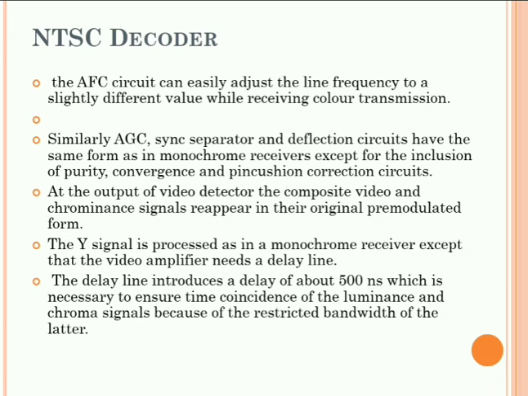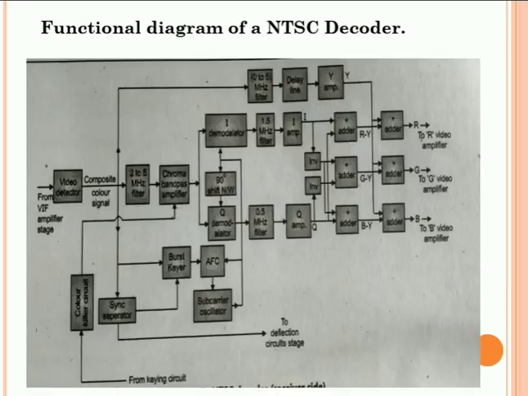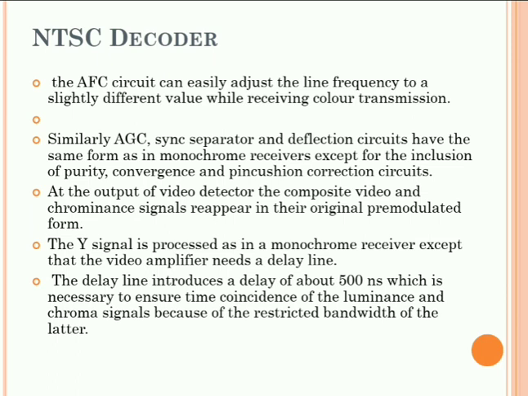As we have seen before, in the NTSC encoder it was a chrominance composite video signal. It was not exactly the composite video signal; it was the chrominance composite video signal at the output of the video detector. That was the first block of this NTSC decoder, that is the video detector. At its output we have the composite color signal, the original signal.